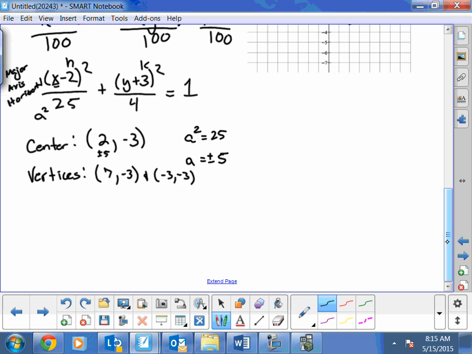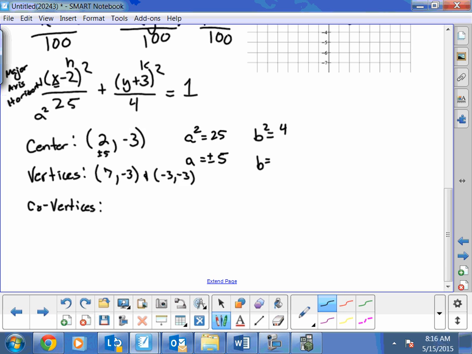Now we have to go ahead and also define the co-vertices. Now the co-vertices are going to be off of the y. So like in this case, co-vertices are actually going to be, now if you want, I'll change color so you'll see. Actually, I haven't come up with the b value for the co-vertices. Let's go ahead and do that. B squared is equal to 4, which means that b is equal to plus or minus 4. Oops, plus or minus 2. Let's fix that.